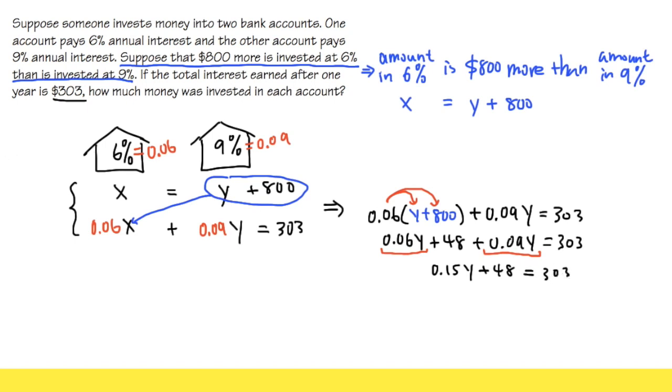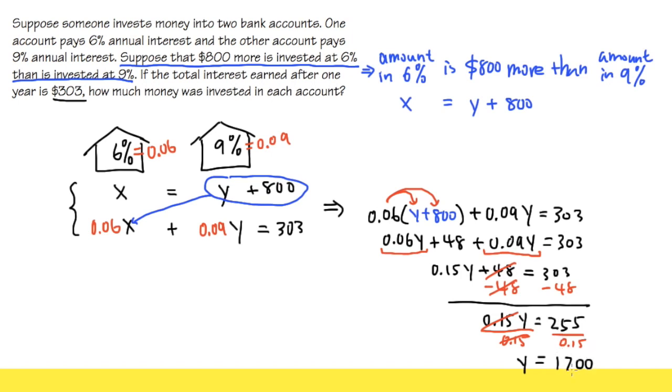And we can just subtract 48 on both sides so that they cancel, minus 48 here as well, and we will have 0.15Y, and that will give us 303 minus 48, that will give us 255, and then we can just divide both sides by 0.15, and we see this and that will cancel, and we can get the Y value right here. Y is equal to 255 divided by 0.15, that will give you 1700.